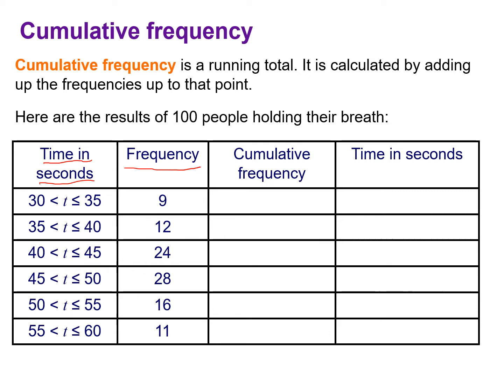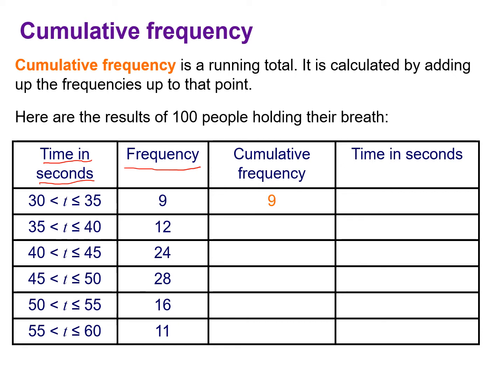So if you remember what we talked about last time, grouping data is useful when you've got a large number of data items, but we have lost the individual values there, so we don't know what the values were for those 9. But it's an easier way of recording all of this data when we've got 100 individual items. Okay, so if you've copied down that table, now let's have a look at what cumulative frequency is all about.